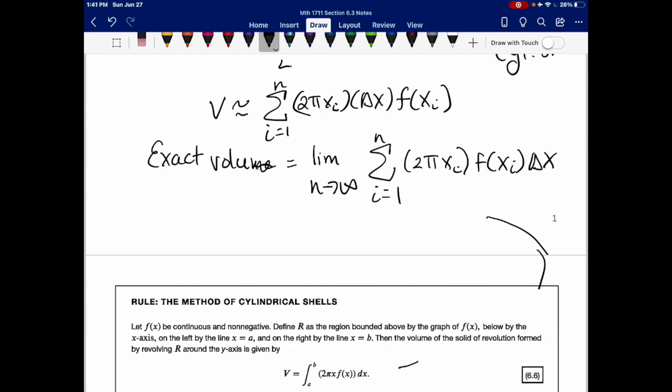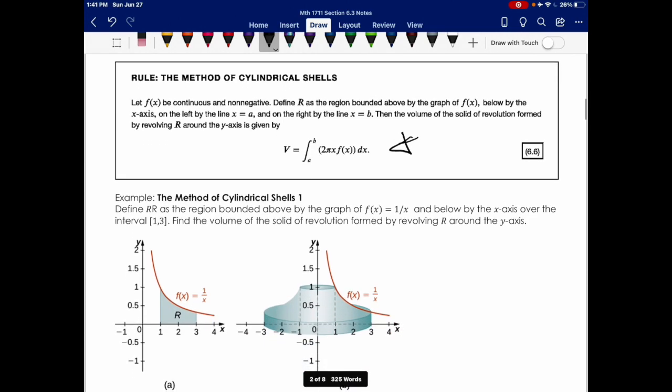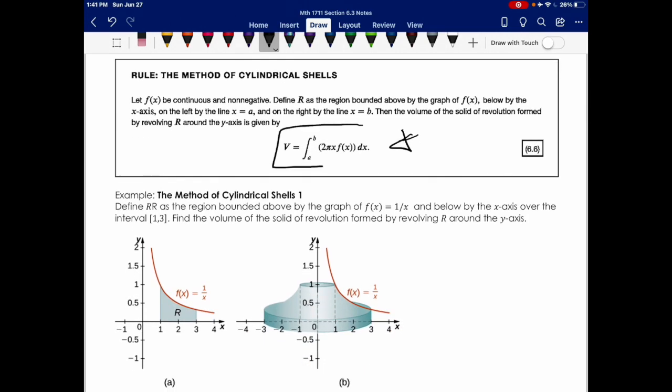Now, instead of doing the limit of all these Riemann sums, remember we can set this up as an integral, and when we do that, that's what we get down here. So this is how we're going to integrate using the idea of the cylindrical shells. We're going to do it on the interval from a to b, and we're going to write it as 2 pi x times f of x dx.